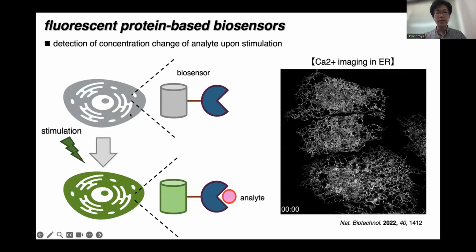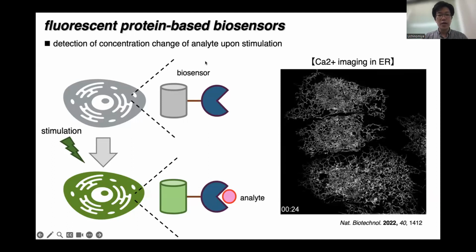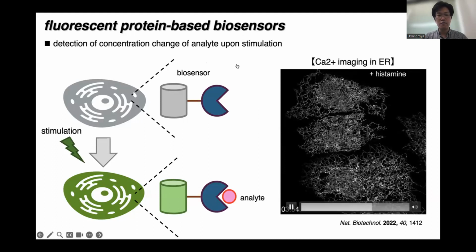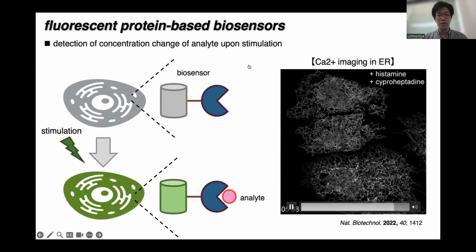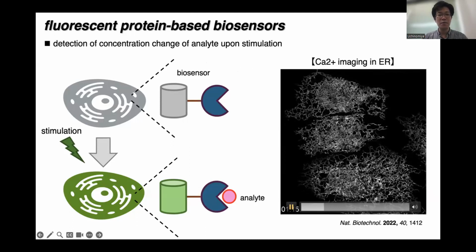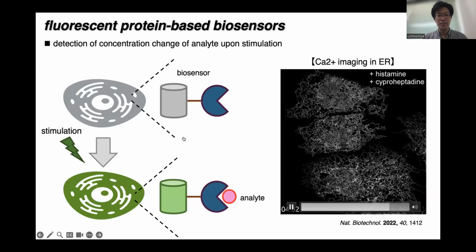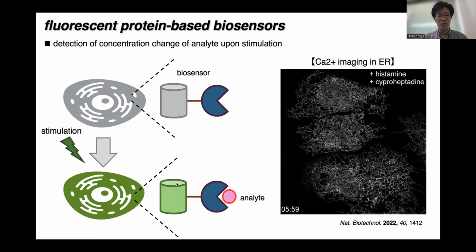So here is an example of fluorescence imaging of an analyte inside cells. After stimulation, the concentration of the analyte changes, which causes a fluorescence change. This is calcium ion imaging in the ER. So here you can see which kind of stimulation, and actually the fluorescence change is not very large, but you can see the decrease of the fluorescence here. Okay, so like this.